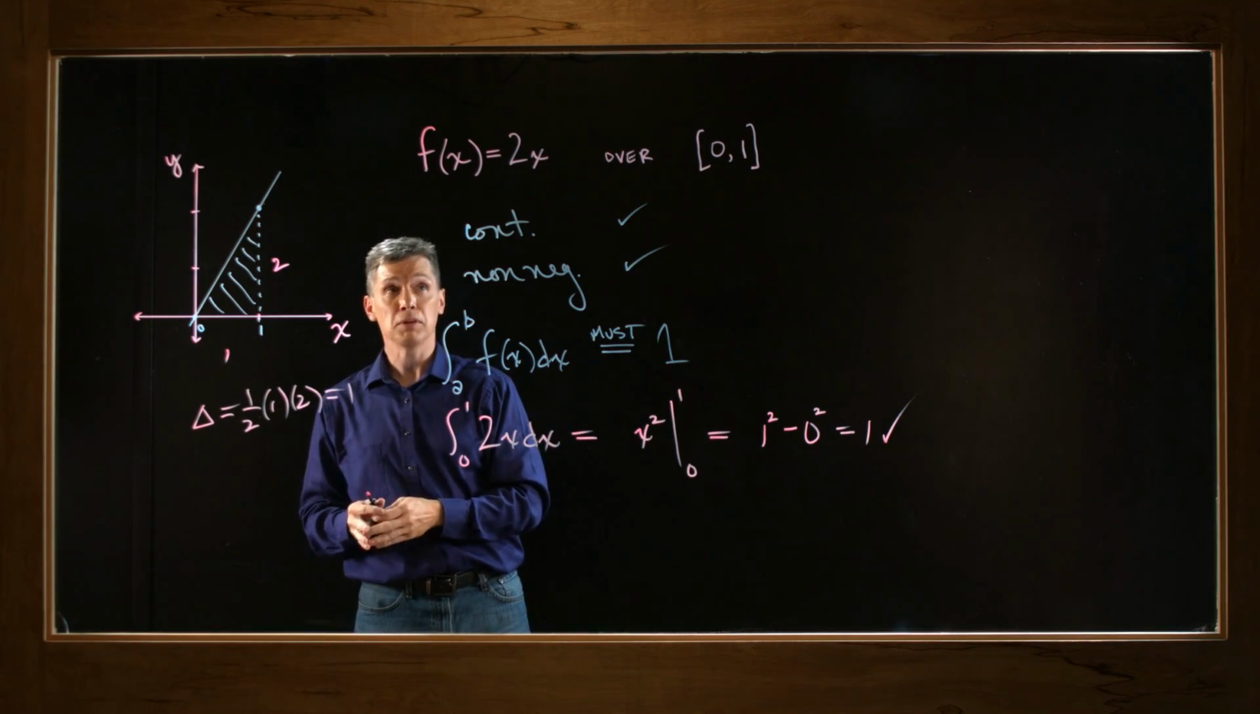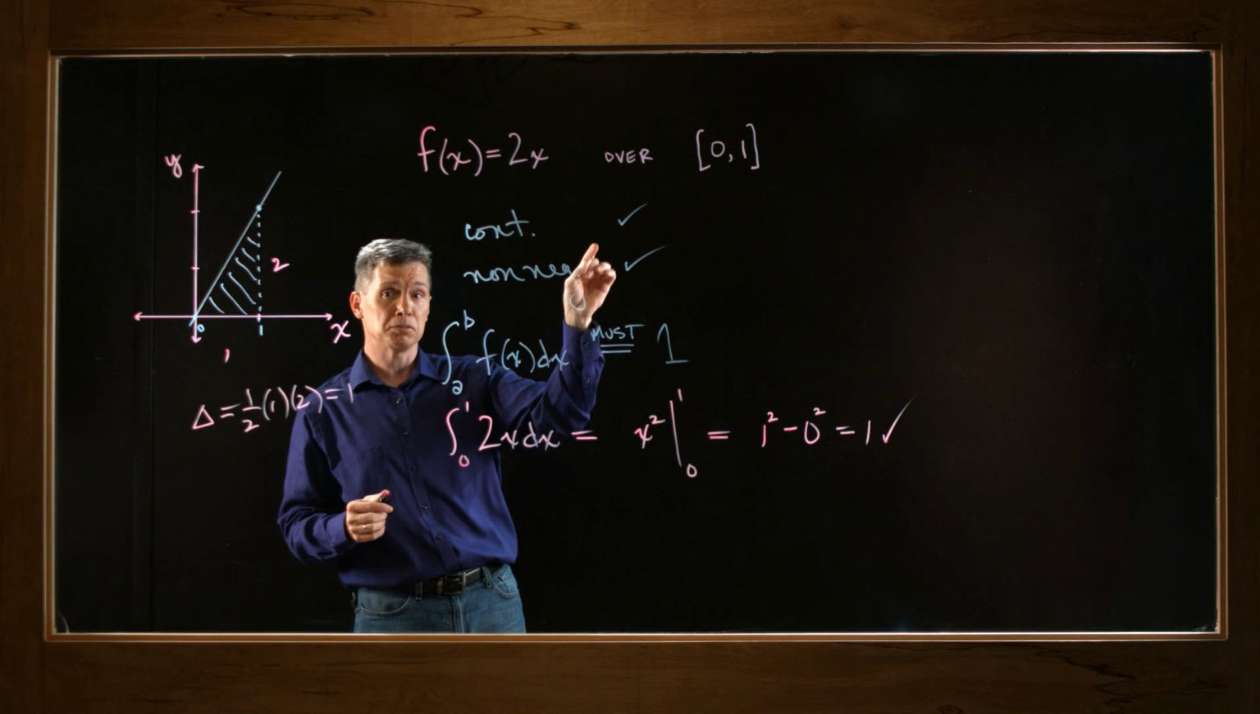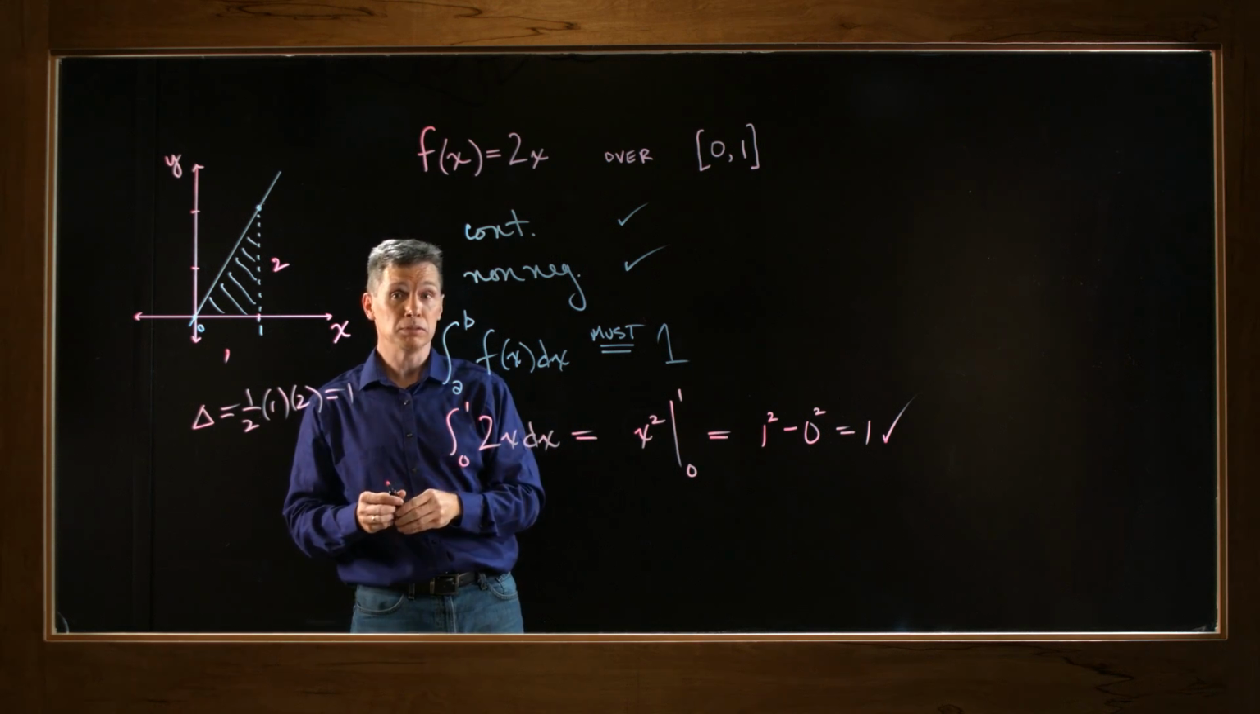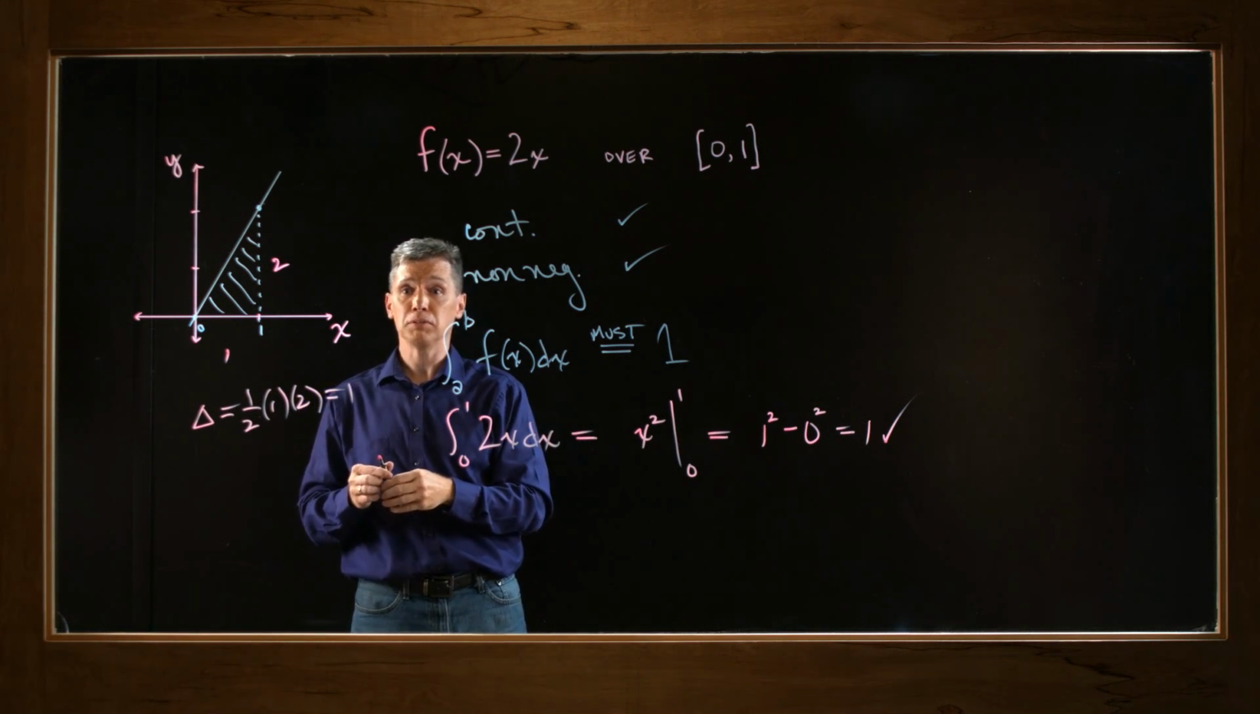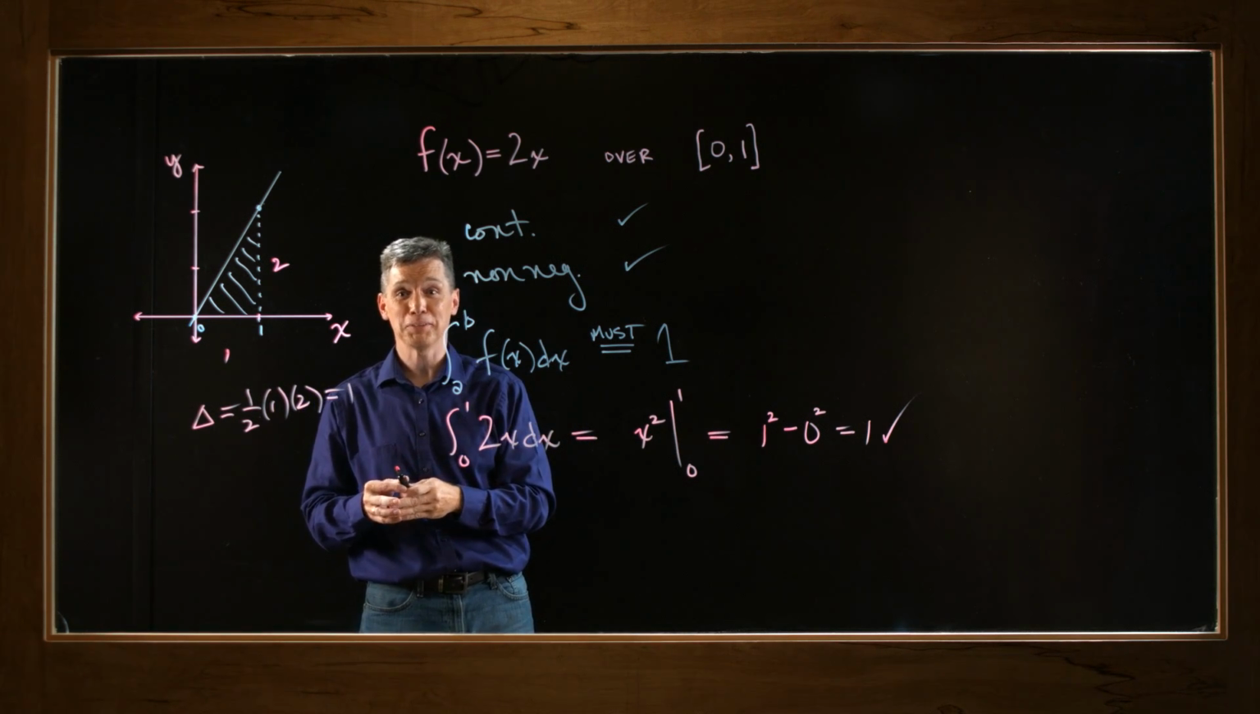All right, so we've shown that this function, f of x equals 2x over the closed interval 0 to 1, is indeed a probability density function. Hopefully that helped. Thanks.